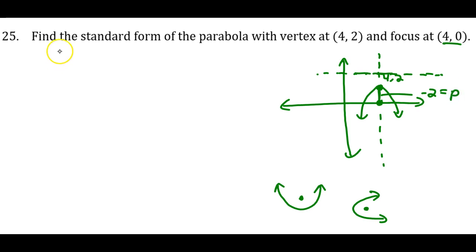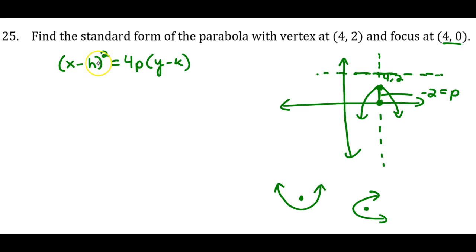And so because it's got that vertical axis of symmetry there, it's going to tell me to use (x - h) squared. I'll go and write out the general equation: (x - h) squared is equal to 4p times (y - k).